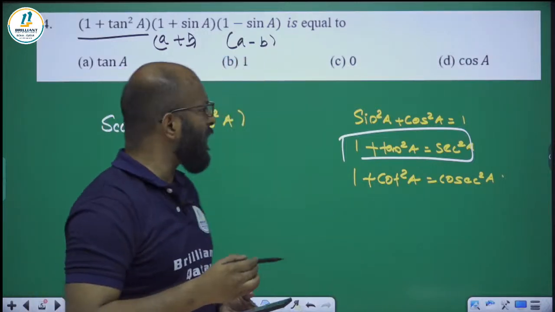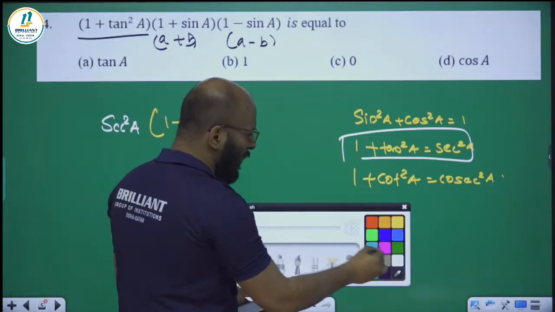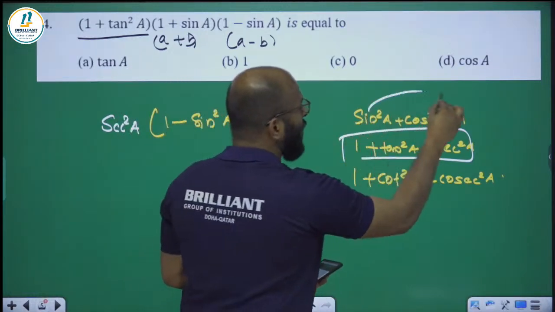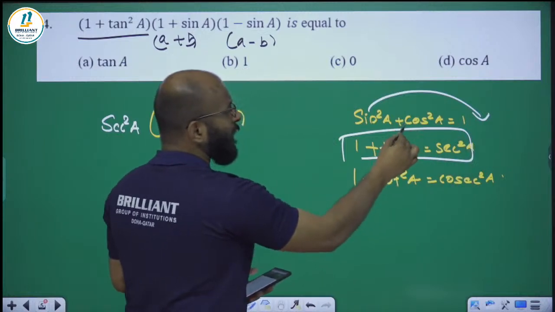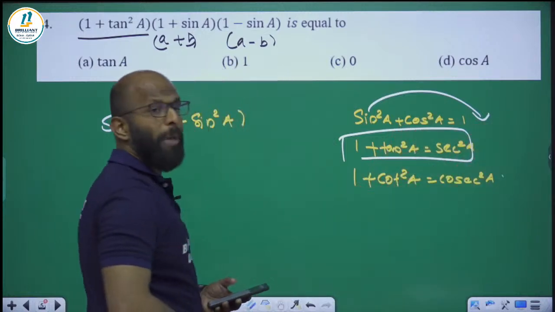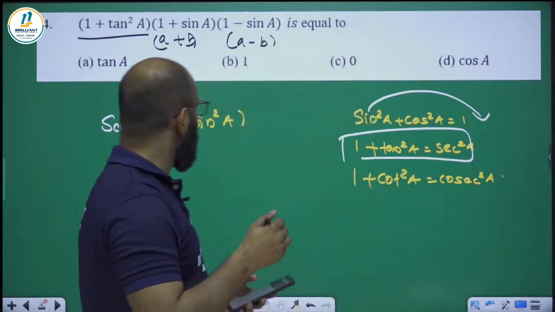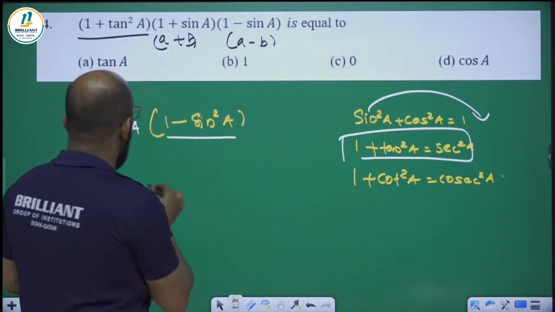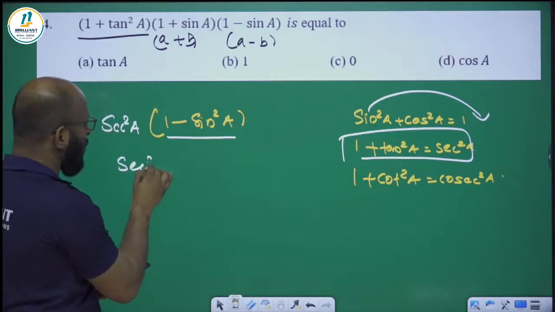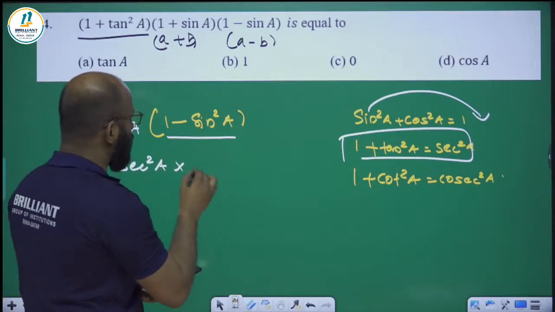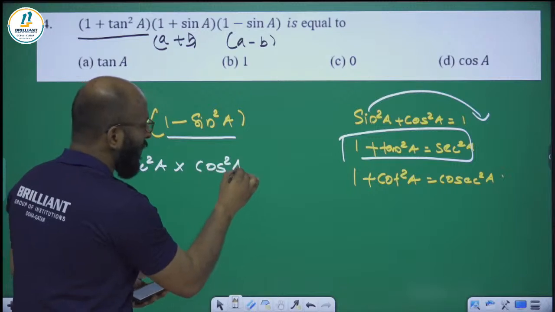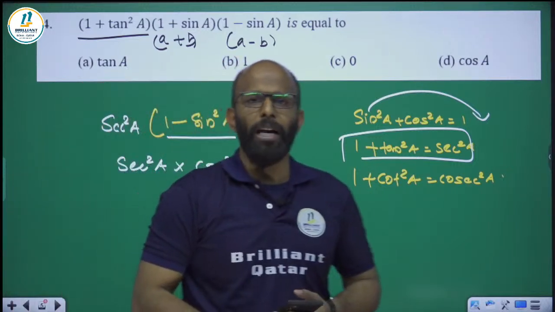So what is 1 minus sin square a? From the first identity, when you take sin square a to the right side, we'll get cos square a is equal to 1 minus sin square a. So sin square a into 1 minus sin square a is sin square a into cos square a.